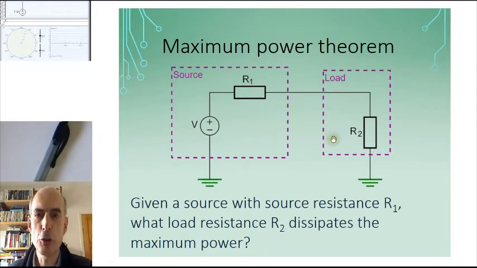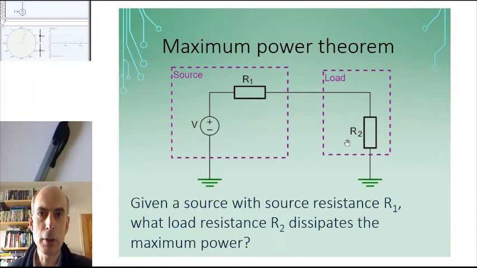The problem to be solved is, if we have a source with a Thevenin equivalent voltage of V and a Thevenin equivalent source resistance of R1, then the load which dissipates the maximum power occurs when the resistance of the load is equal to the Thevenin resistance of the source. So in this case, if you set R2 equal to R1, then you are extracting the maximum possible power from this source.